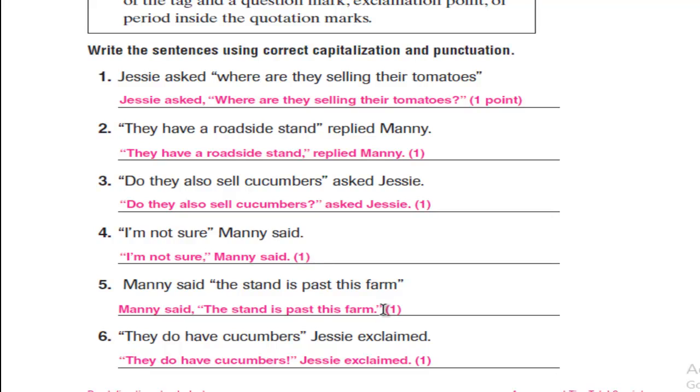Number 6, they do have cucumbers, Jessie exclaimed. So it's an exclamation sentence. So you have to start with a capital letter, They, then end with an exclamation point before the close quotation, and then add a period at the end of the sentence.